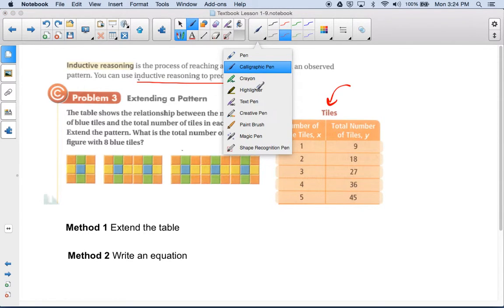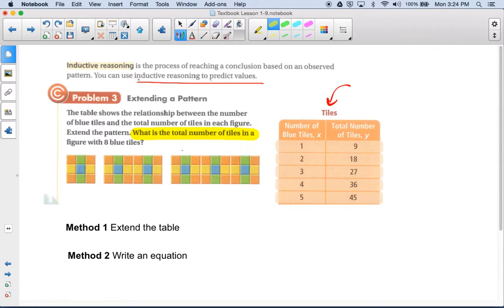Okay, so what we're trying to answer here is this. What is the total number of tiles in a figure with 8 blue tiles? Okay? Well, my first method to answer this is to extend the table. So I'm going to try that, okay? I'm going to look and see if I can figure this out. I've got 1 blue tile here has 9 total tiles. I see that in the table, okay?